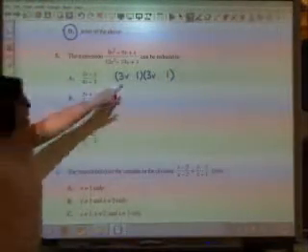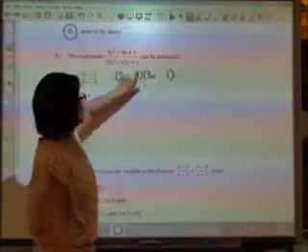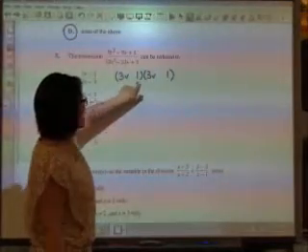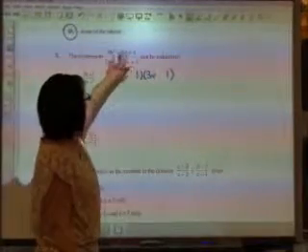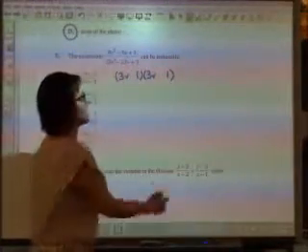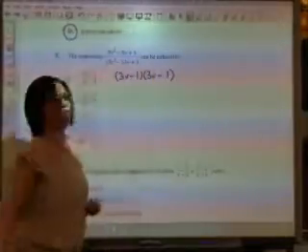The only way that I can get a 1 is to multiply 1 and 1. The only way I'm going to get a 9v if I already have 3v is to multiply it by another 3v. If this is positive and this is negative, these two have to be negative.